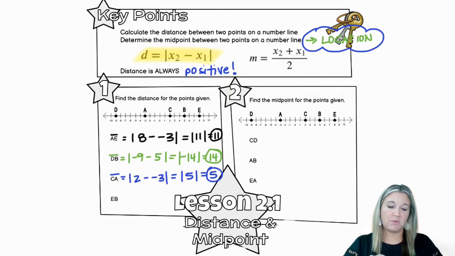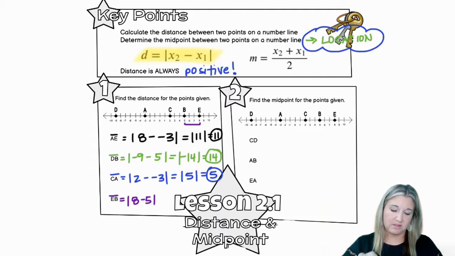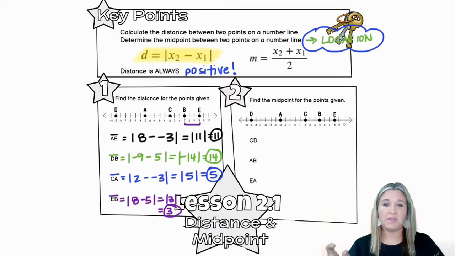And then lastly, we have EB. From E to B is right here, super close. So we have 8 minus 5. I'm starting with the right; it doesn't matter, this is a line segment. This is the absolute value of 3. Since distance is always positive with absolute value, it's going to be 3. So the length of EB is 3. We could also say the space in between those two is 3 on the number line.